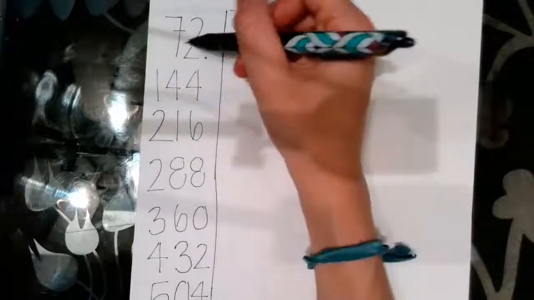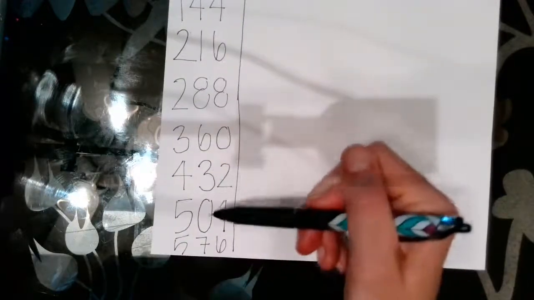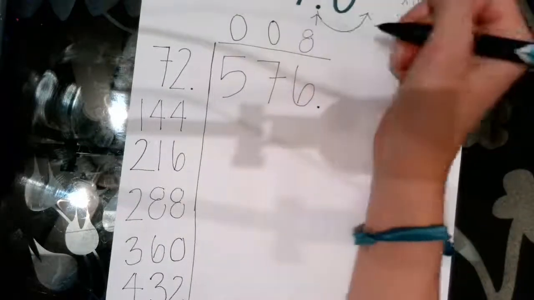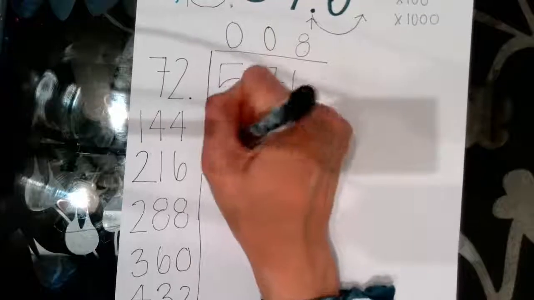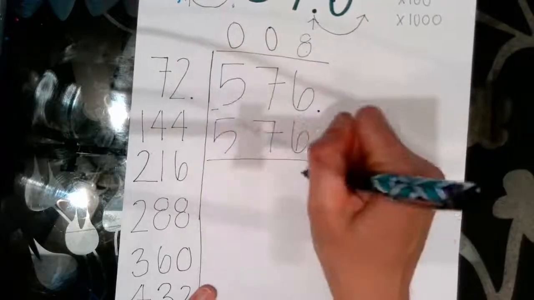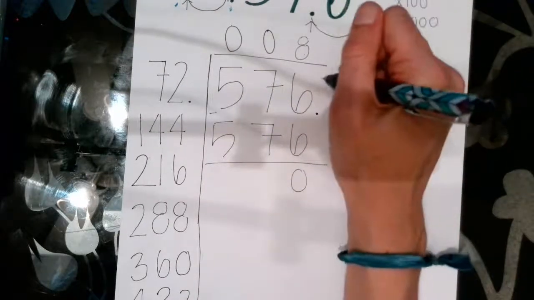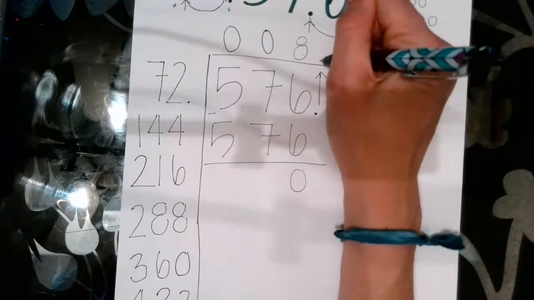So I know that 72 goes into 576 1, 2, 3, 4, 5, 6, 7, 8 times. So I'm going to put 8. So 8 times 72 is 576, and I'm going to subtract, and I'm left with 0. So 8 is my final answer, but I'm going to make sure to bring this decimal up.